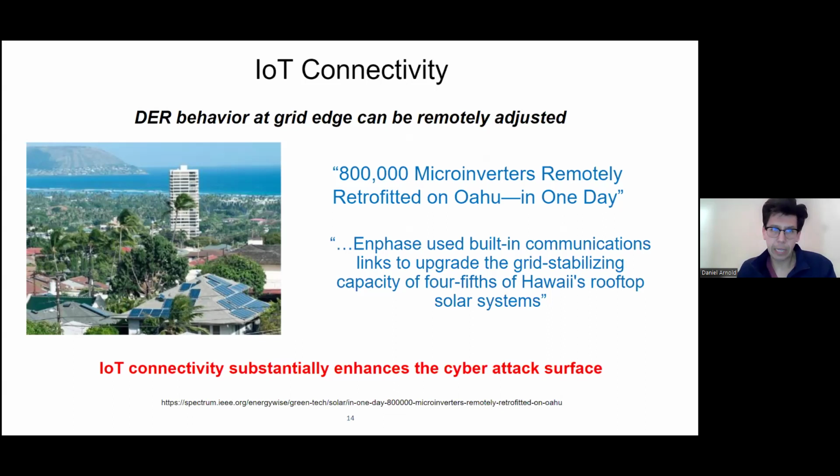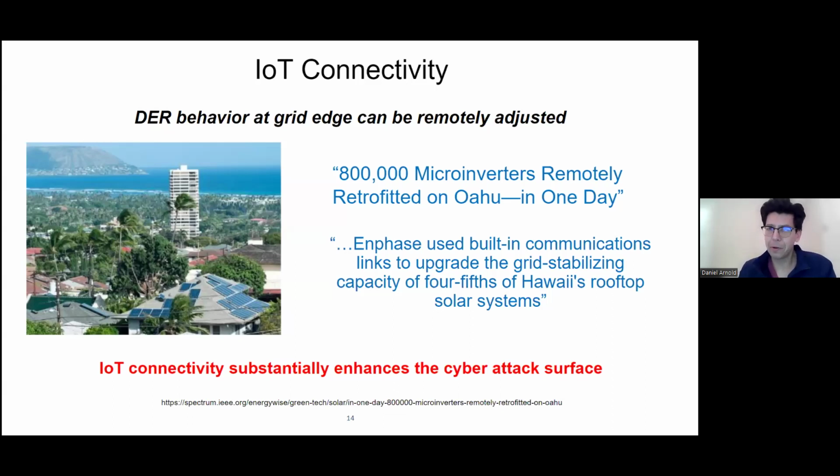So there's this great example that occurred in Hawaii a few years ago, back in 2015 or 2016, I think, where Hawaii, they have so much sunshine, they're really leading the nation in deployment of solar systems, right? Rooftop solar systems specifically. And so there was so much solar in Hawaii that the Hawaiian grid operator worked with the vendor, Enphase in this case, to remotely update 800,000 inverters in a single day on Oahu.